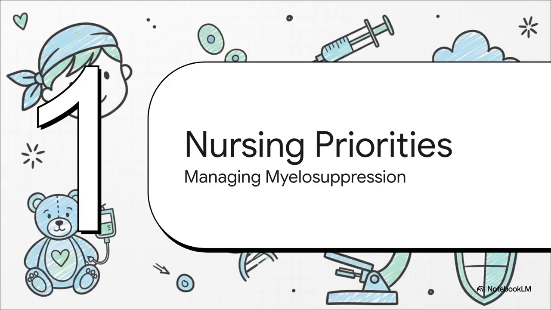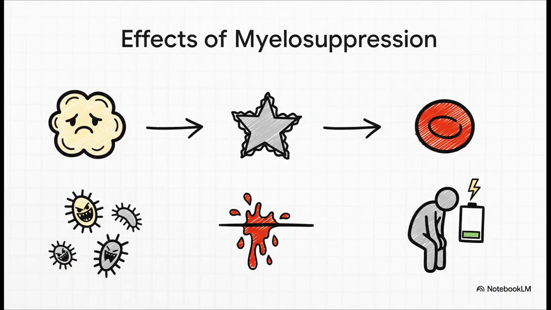And now we circle right back to where we started. See? All of these cancers we've talked about are treated with chemotherapy, and that means all of these patients are at risk for myelosuppression. This right here, this is where your nursing skills truly shine. So, I want you to burn this triad into your memory.